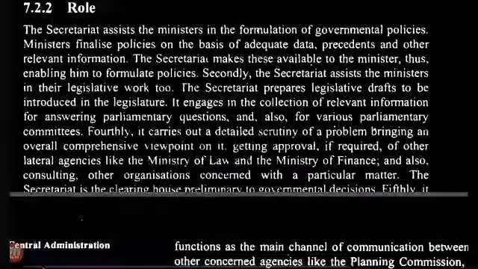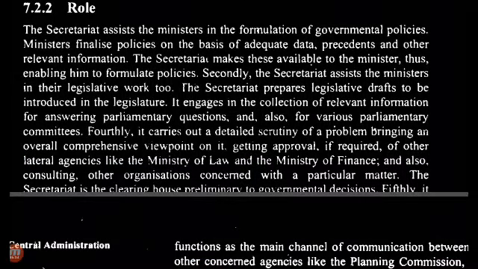Role: the Secretariat assists the ministers in the formulation of governmental policies. Ministers finalize policies on the basis of adequate data, precedents and other relevant information. The Secretariat makes these available to the ministers, thus enabling them to formulate policies. Secondly, the Secretariat assists the ministers in their legislative work too. The Secretariat prepares legislative drafts to be introduced in the legislature. It engages in the collection of relevant information for answering parliamentary questions and also for various parliamentary committees.